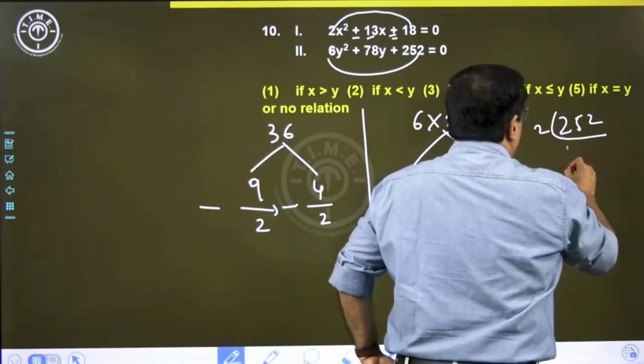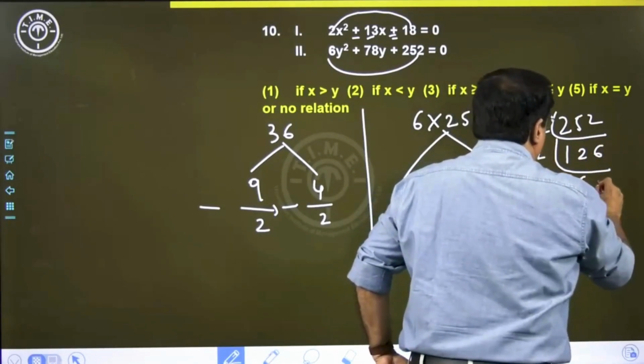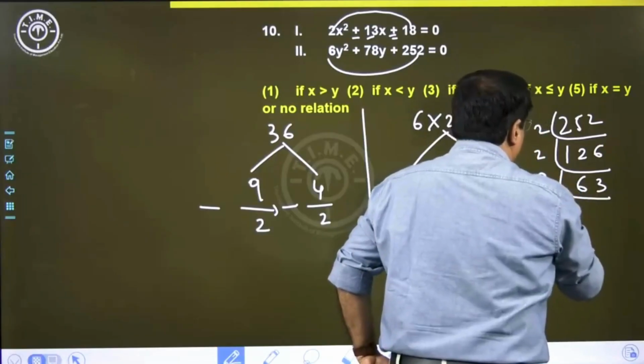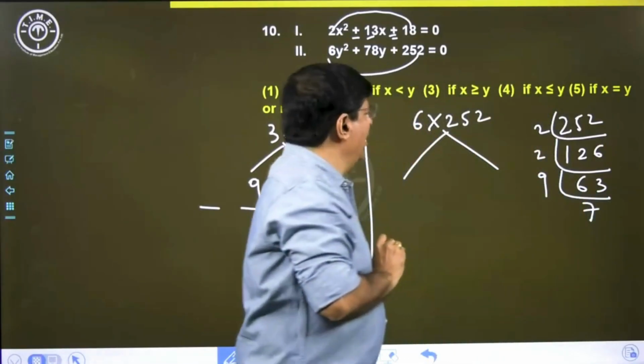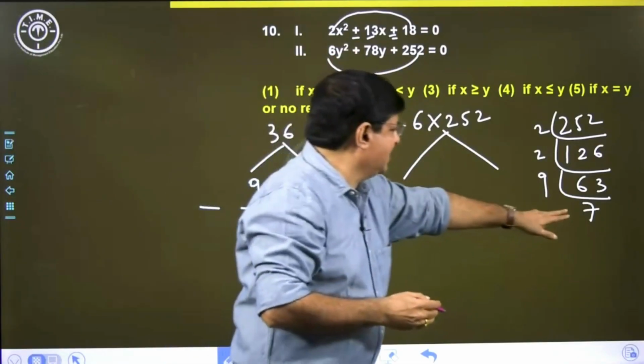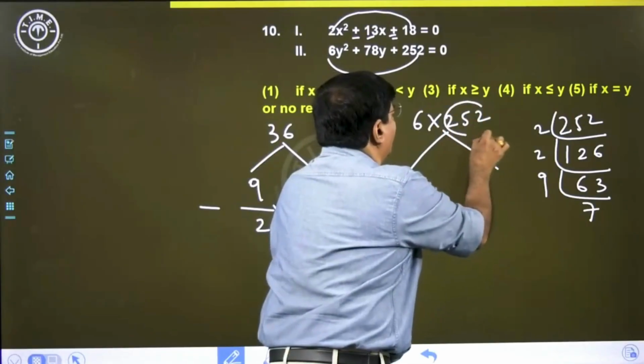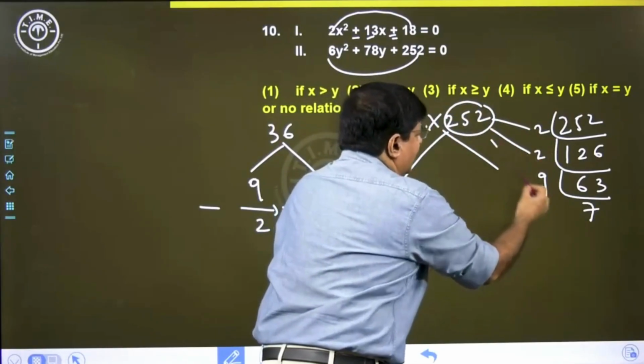252, this is 2, here I get 126, this is 2 again, I get 63, this is 9 again, I get 7. So 252 into 6 is same as 7 into 9 into 2 into 2 into 6. So this 252 has all these as factors.